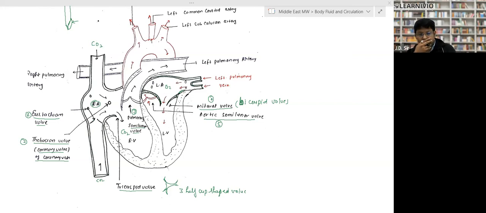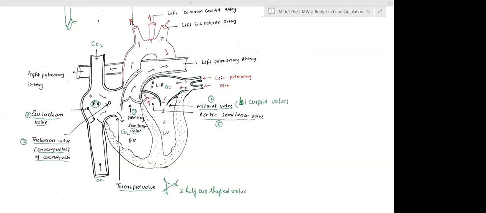From the left ventricle, oxygenated blood goes to the aorta, and backflow is prevented by the aortic semilunar valve.